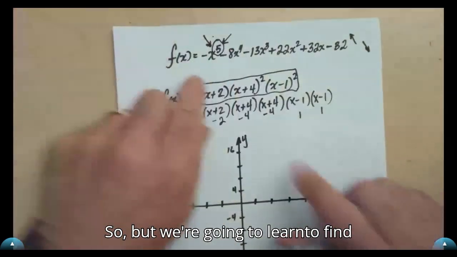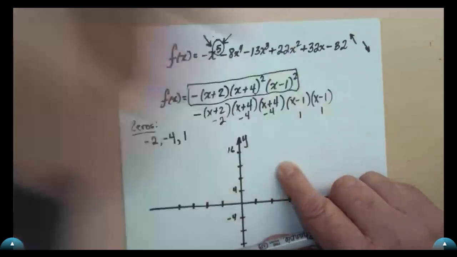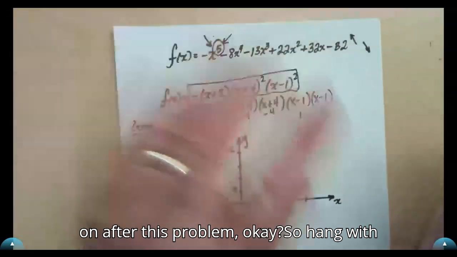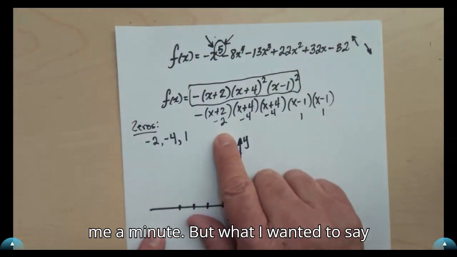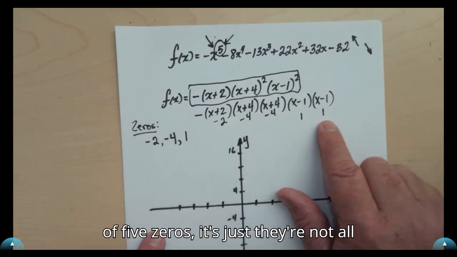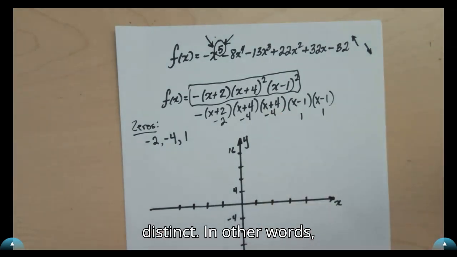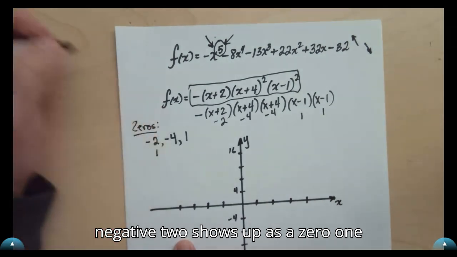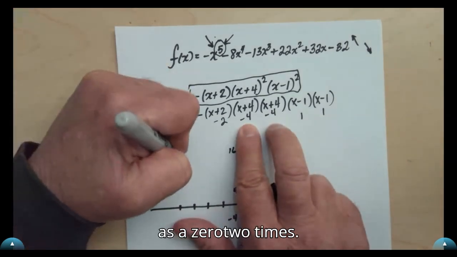But we're going to learn to find the zeros of a function like this, even though we don't know how to factor it. That's what we're going to be working on after this problem, okay? So hang with me a minute. But what I wanted to say here is there are sort of 5 zeros. It's just they're not all distinct. In other words, -2 shows up as a 0 one time. -4 shows up as a 0 2 times.